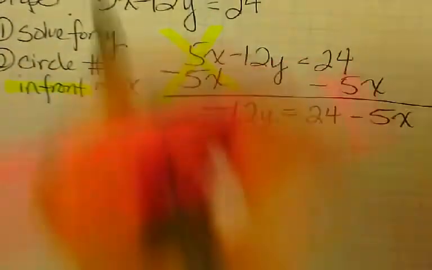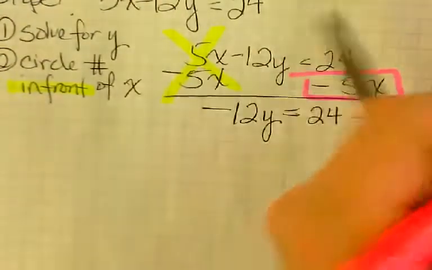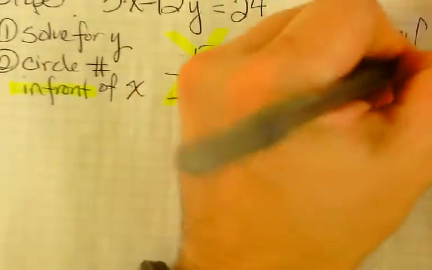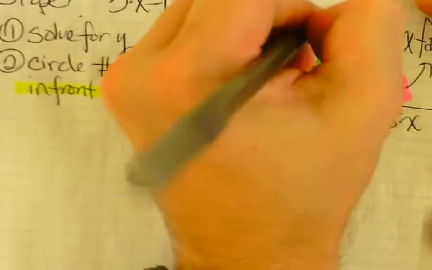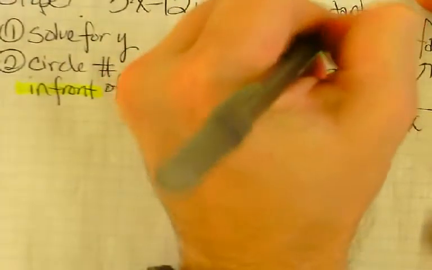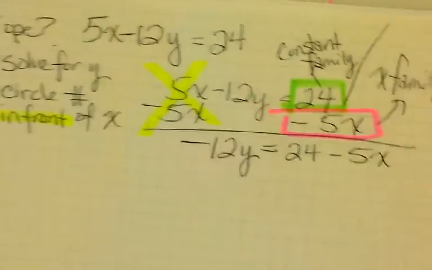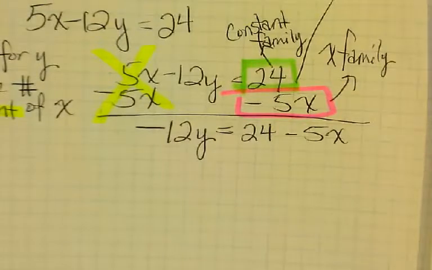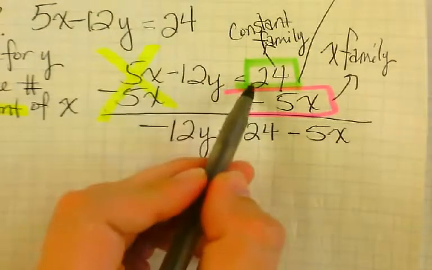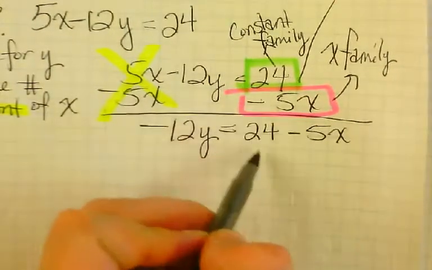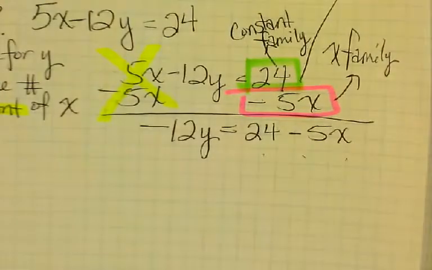Put this one in your notes. This part is going to be super important. This right here, this is the X family. We're going to talk a lot about families today. This is the constant family. And they are different families. So we are not going to combine these 2 families together. They have to stay separate for now. And that's why when I have a 24 minus a 5x, I'm just going to write 24 minus 5x. I just copy it straight down.